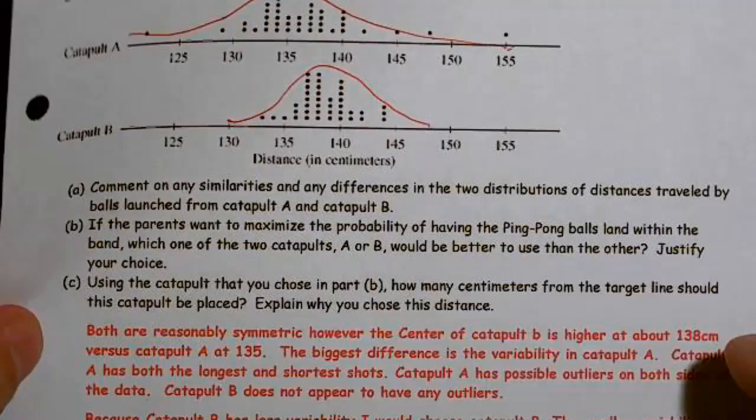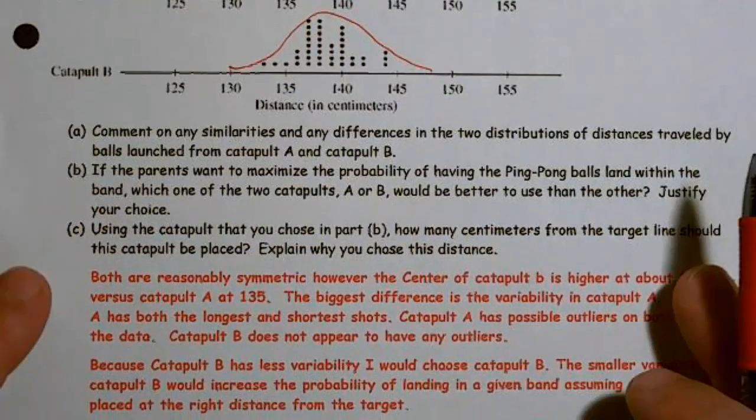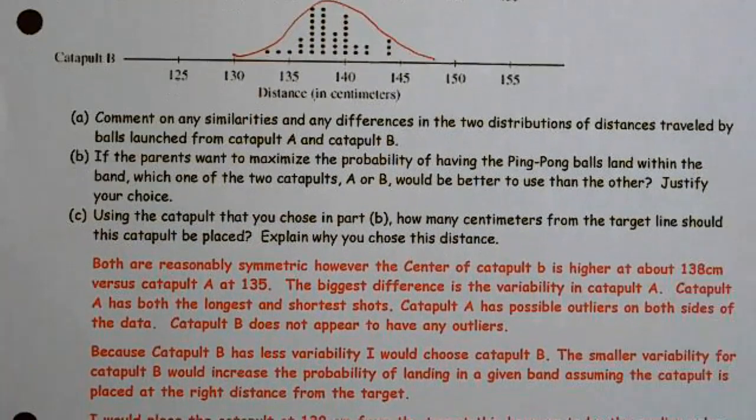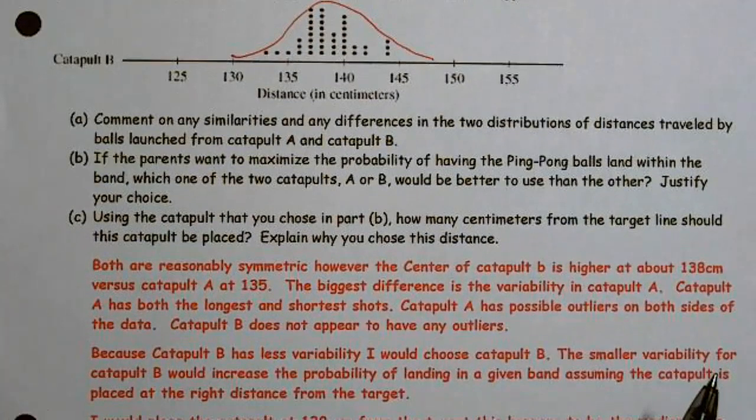Now, I could have been more specific and talked about the range of each, and that would have been good, but as long as I talked about the spread, I covered it. So I talked about center, I talked about shape, I talked about spread, and I also mentioned that it looks like A has unusual features, whereas B doesn't.